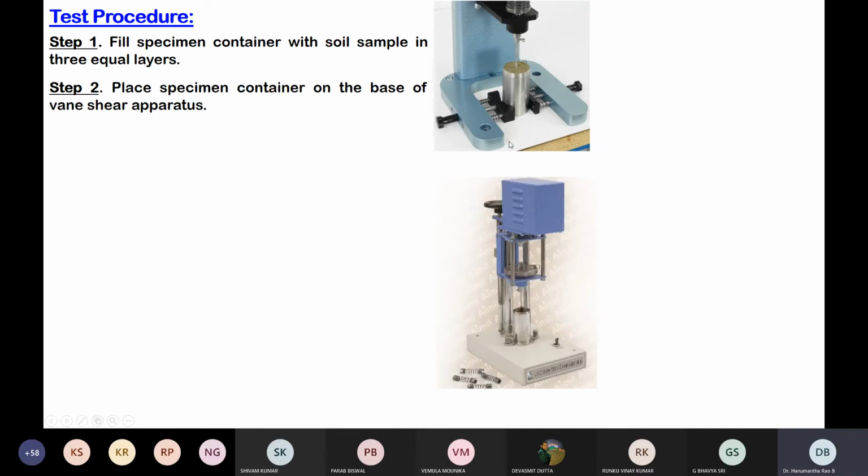Sir, the shear strength depends on water content. Yes. Once the sample is ready, place the sample on the pedestal. This is the base pedestal of the Vane shear apparatus. Since you are asking the question, usually the shear strength of the soil depends upon several factors, but one of the factors is the moisture content.